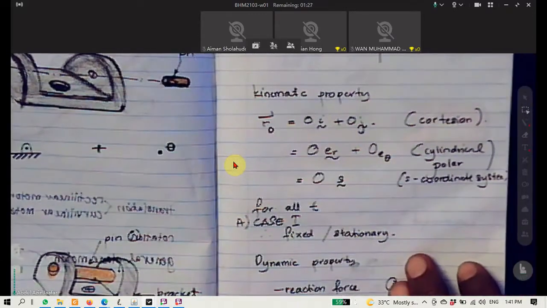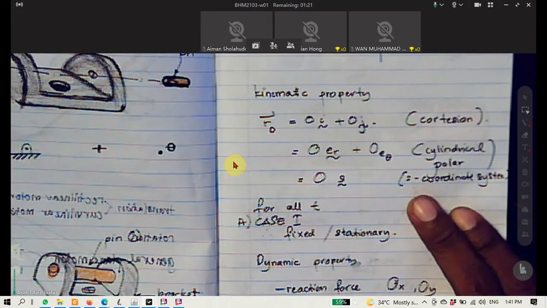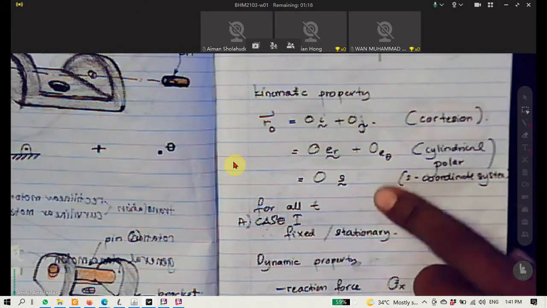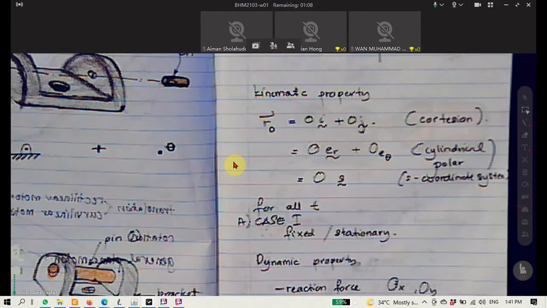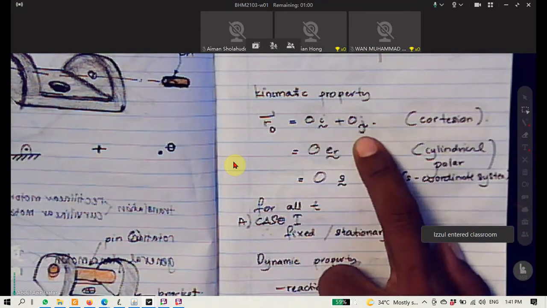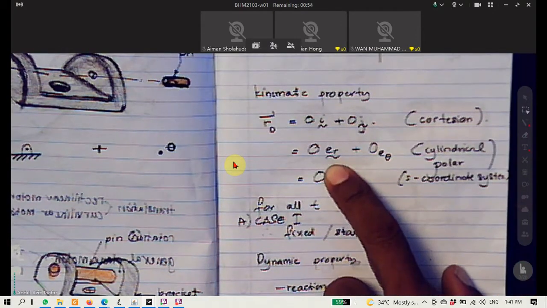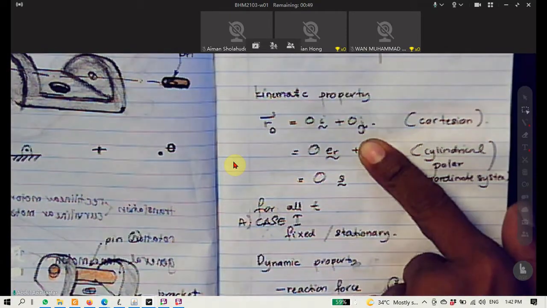These are position vectors. The first kinematic property that we have to define for the pin O, that we call position vectors, using a vector notation. So if we want to use a vector notation, for Cartesian we have the unit vector i and unit vector j. For cylindrical polar we can use unit vector e_r and e_theta. In the book normally they don't use this e_theta.